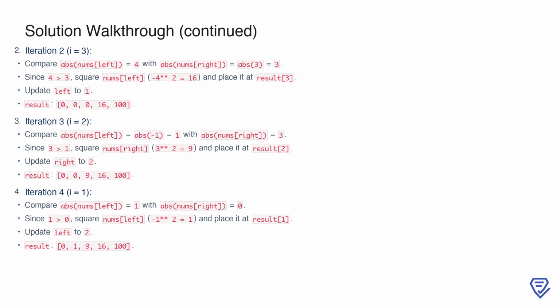In the fourth iteration, we compare abs(-1) and abs(0). Since abs(-1) is larger, we square -1 to get 1 and place it in the result array. The left pointer moves inward again. Now, the result array is 0, 1, 9, 16, 100.